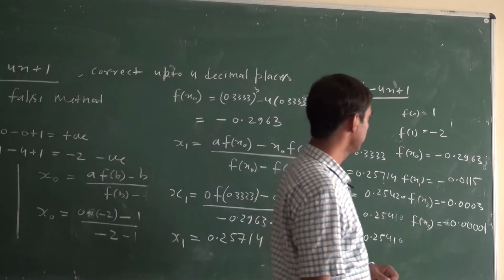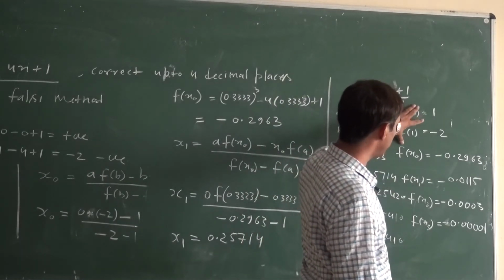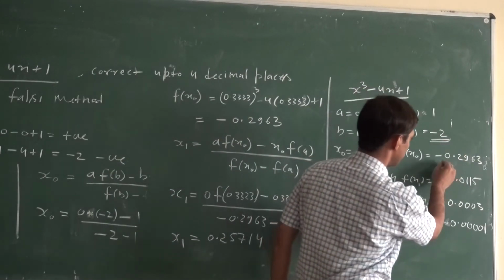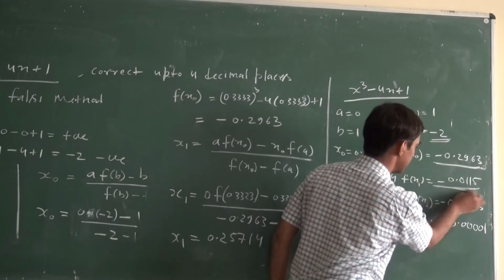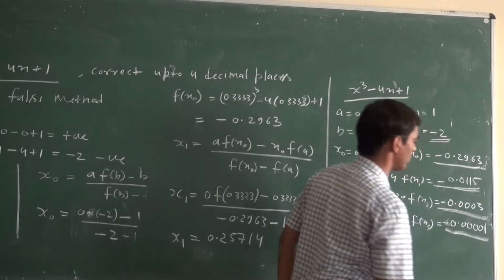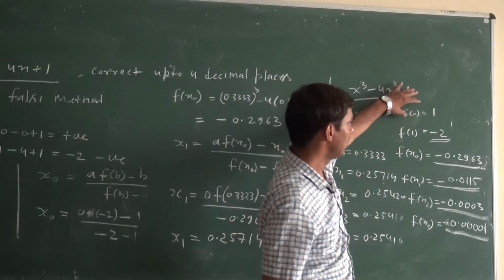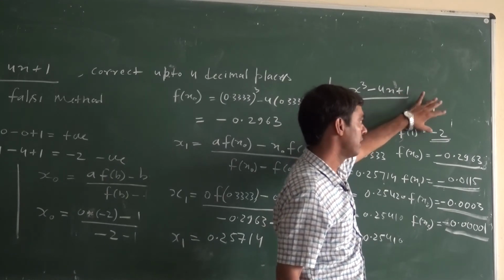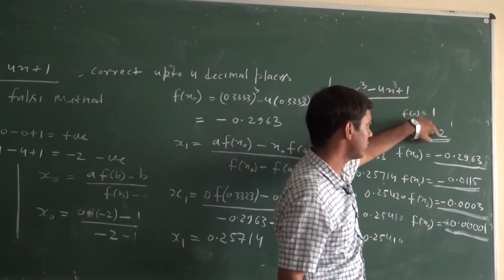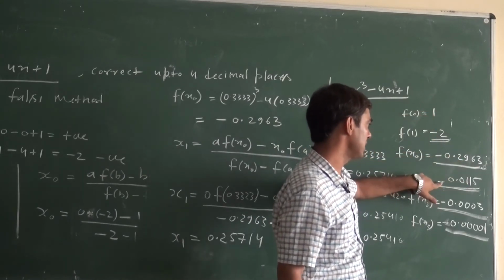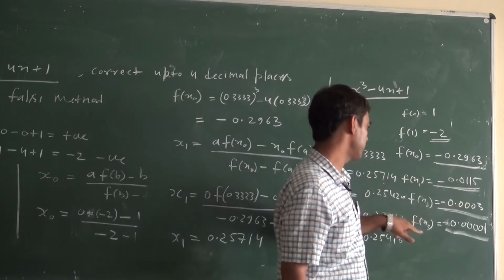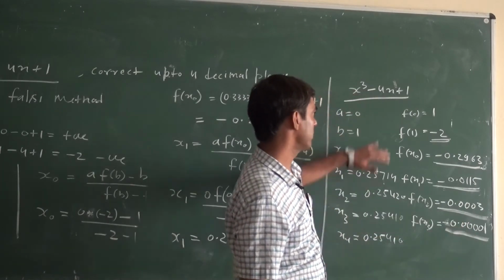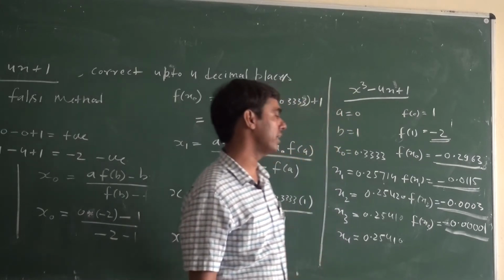0.25410. Now, if we closely observe the value of the function, you may see that this one is negative, this one is also negative, this one is also negative, this one is also negative, and this one is also negative. Means here one end is fixed and that is positive. Negative end varies from -2 to -0.2963, -0.0115, -0.003, -0.401. Means the positive end is fixed and the negative end varies.